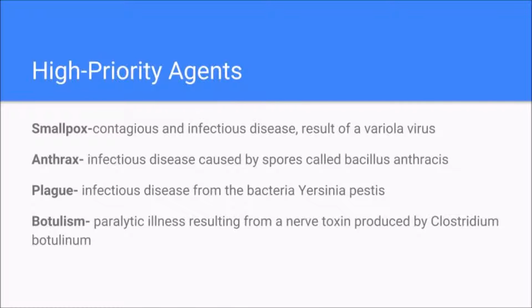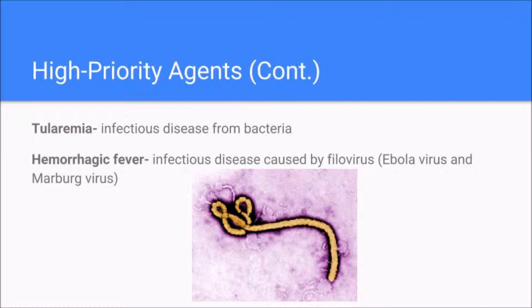Many diseases can be caused by bioterrorism. For example, smallpox is caused by the variola virus. There's also anthrax, plague, and botulism. Botulism can cause paralysis. And also tularemia, which is an infectious disease from bacteria. And also hemorrhagic fever, of which the most common one could be Ebola.